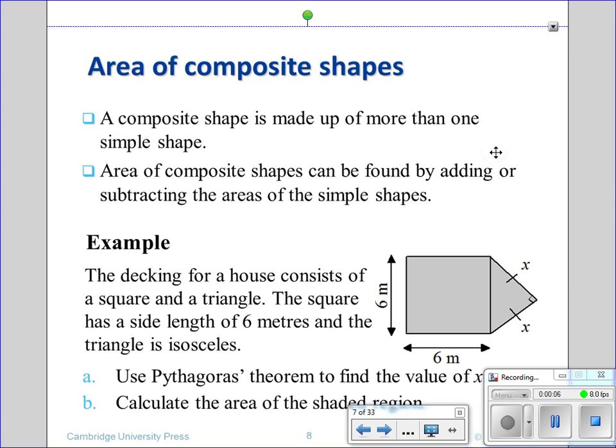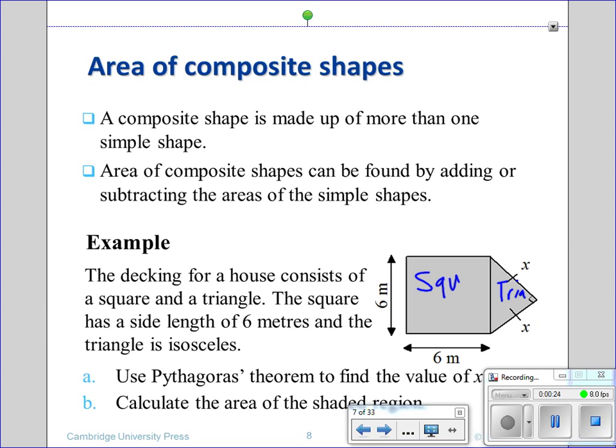Today we're looking at composite shapes, so shapes made up of two different things. Every time we've got a composite shape, we need to break it up. We're going to break this one up into a square. So here's our square, and here's our triangle.